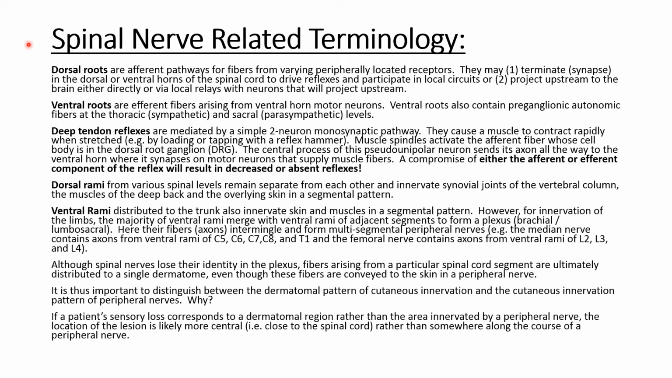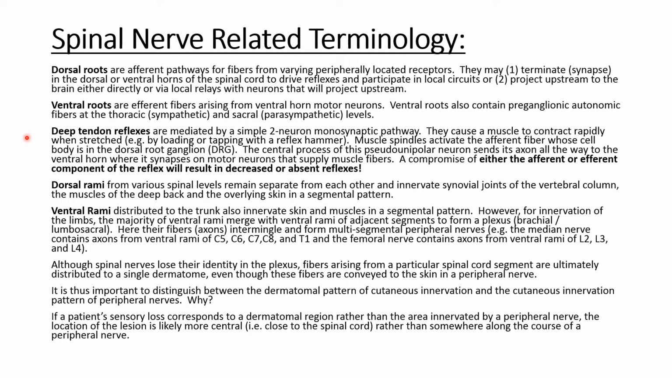Recognize the following terminology related to the spinal cord. The dorsal roots are afferent pathways for fibers carrying sensory information from distal receptors throughout the body. They generally terminate on dorsal horns, but possibly on ventral horns in the spinal cord to drive reflexes. They provide sensory information eventually to the cortex as well. Ventral roots carry efferent information from ventral horn motor neurons, and they will activate muscles in the periphery. They also contain preganglionic autonomic fibers at thoracic and sacral levels.